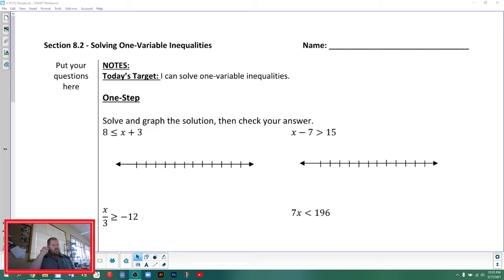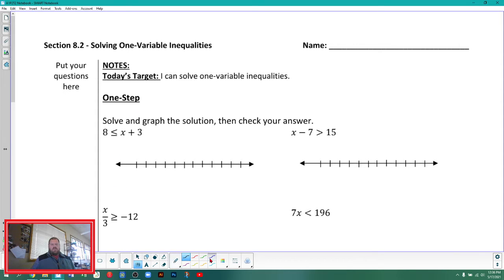So we worked last time with graphing them, and in this section we're going to be solving and then graphing. Most of the time, we're solving with the same steps as we would when we're solving equations. So here I'm going to subtract 3 from both sides, and I'm going to leave x where it's at. 8 minus 3 is 5, and it says that 5 is less than or equal to x.